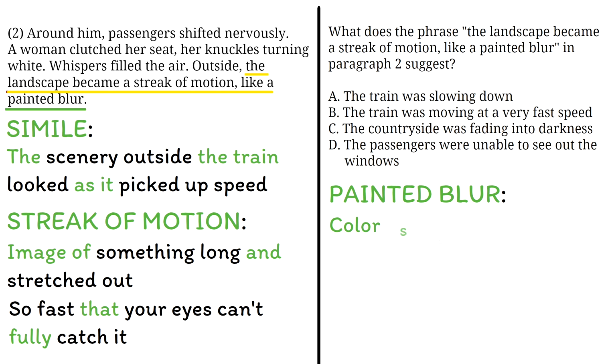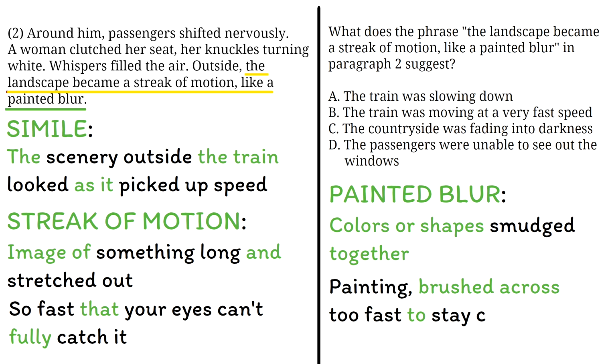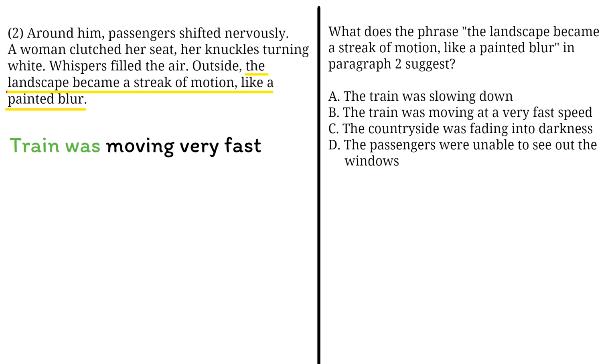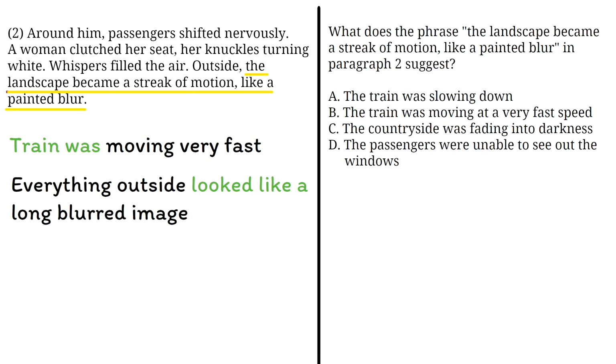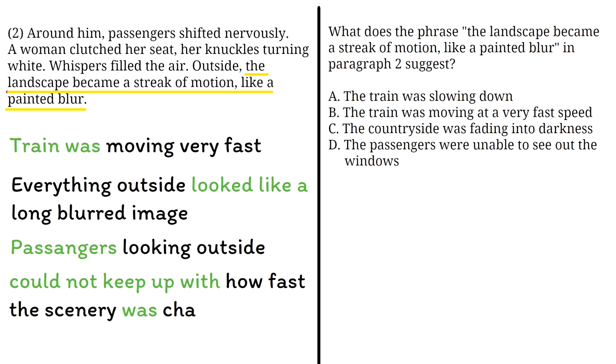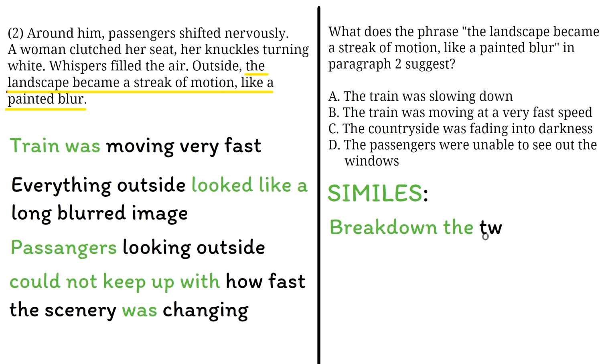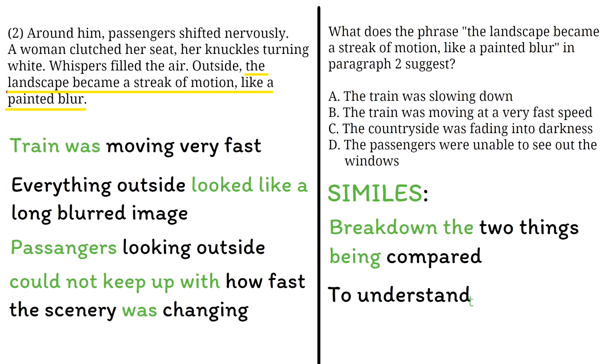This part creates the image of colors or shapes smudged together, like in a painting that's been brushed across too fast to stay clear. So when we combine the two parts together, the phrase tells us that the train was moving very fast. So fast that everything outside looked like one long, blurred image instead of separate, clear shapes. The phrase also suggests that the people looking out the window couldn't keep up with how quickly the scenery was changing. This is how you interpret similes in a passage, by breaking down the two things being compared, to better understand the feeling or image the author is creating.